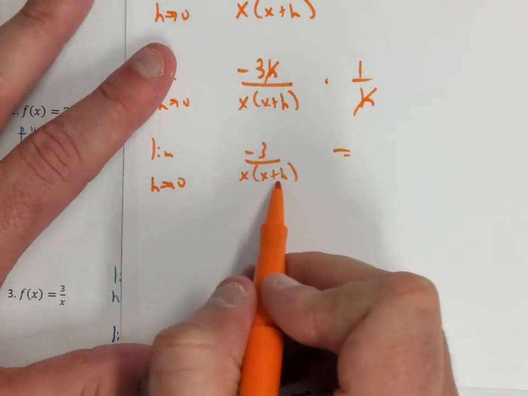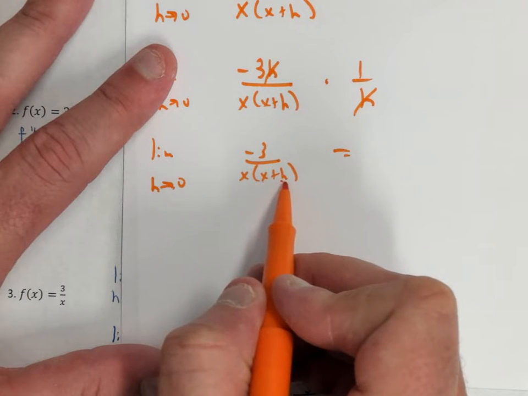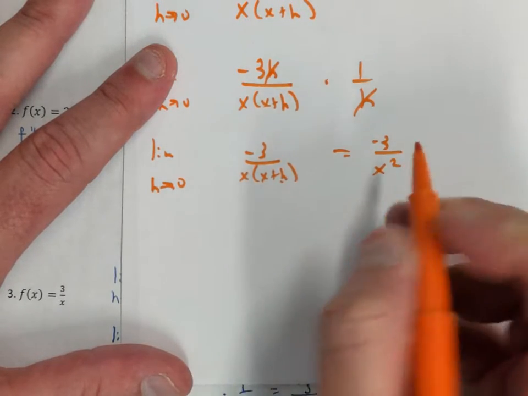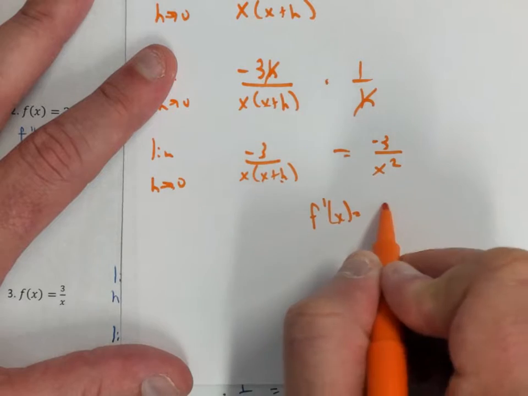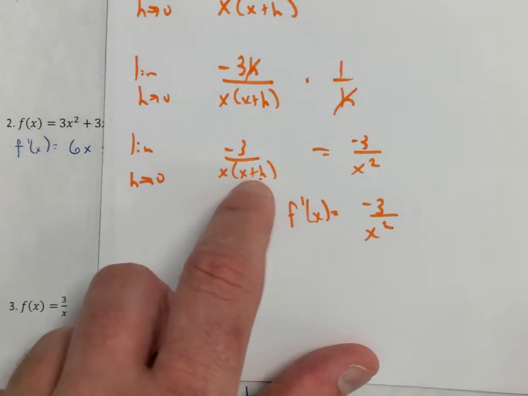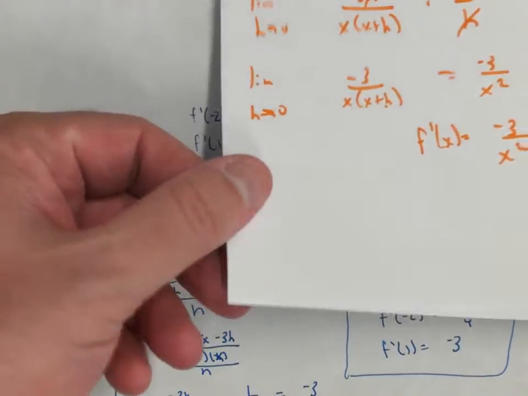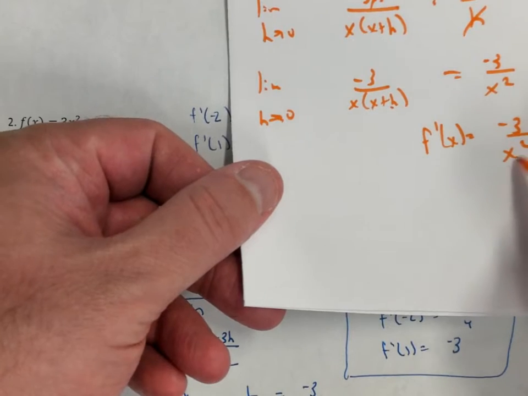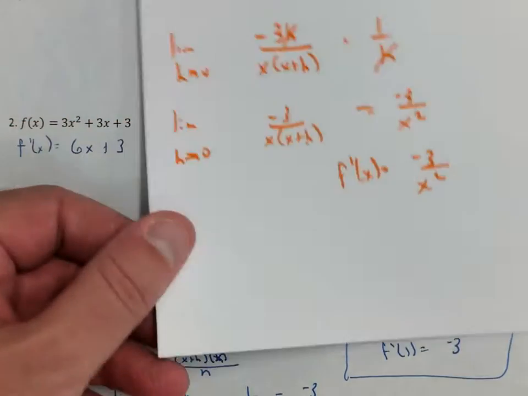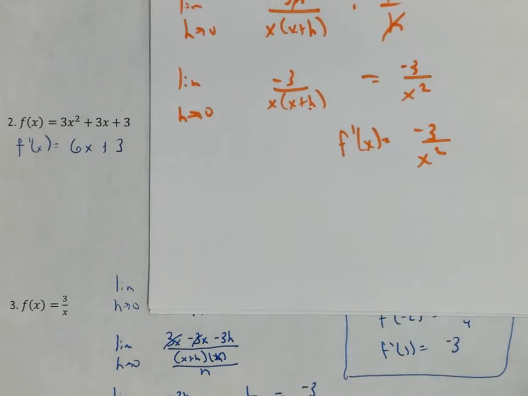Well, now, if I plug 0 in here, I get x plus 0, which is x. x times x is x squared. That is my derivative. f prime equals negative 3 over x squared. Now, I want to know what my instantaneous rate of change is at negative 2. I plug that in. That's going to give me negative 3/4. Plug 1 in. That gives me a negative 3. Are there any questions on 2 and 3?